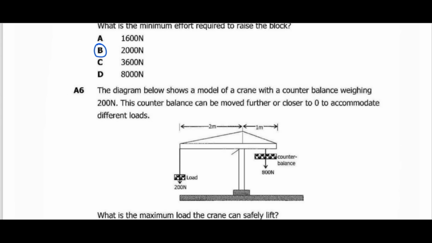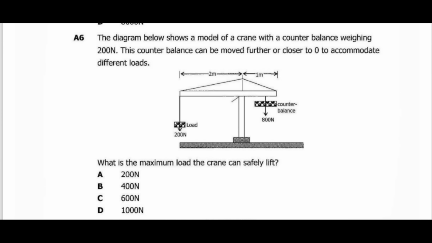Now let's move on to question 6. The diagram below shows a model of a crane with a counterbalance weighing 200 Newton. This counterbalance can be moved further or closer to O to accommodate different loads. Now, what is the maximum load the crane can safely lift? So the key point is here. This is where our key point is.